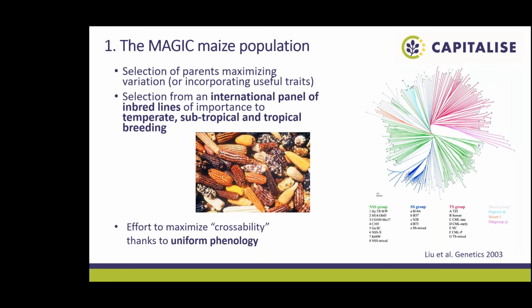Of course, another very important feature considered when creating this population was to have a phenology that would help in crossing the founder lines. When you want to breed a mapping population, especially with this kind of complex scheme, we are talking about thousands of crosses. So we want to be sure that everything works well.